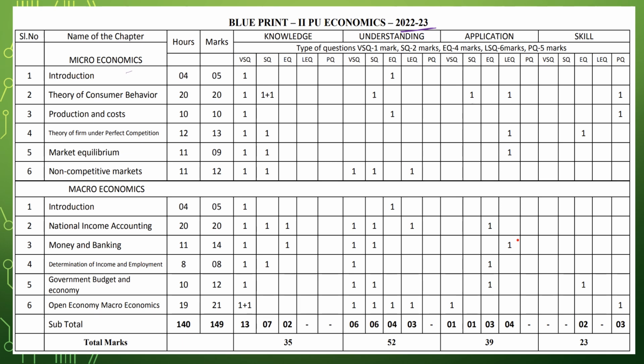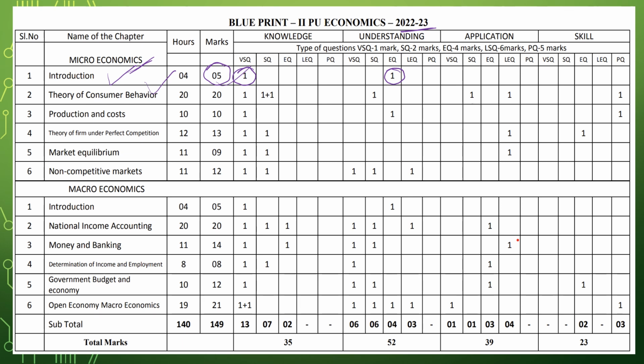From microeconomics, if we consider the first chapter, introduction, the marks allotted is 5, and one 1-mark question will be asked and one 4-mark question will be asked. So total 5. Then come to theory of consumer behavior.